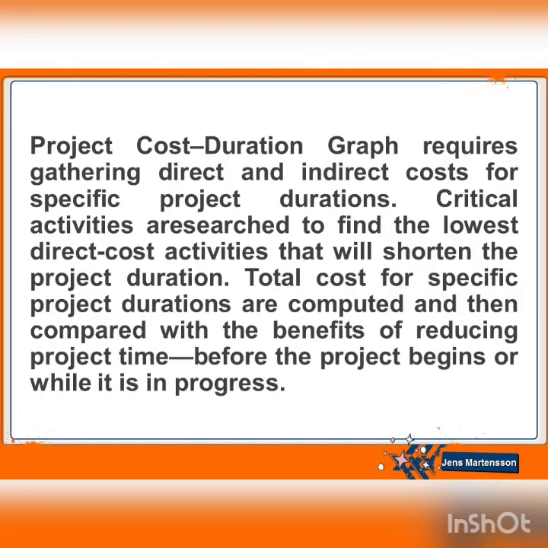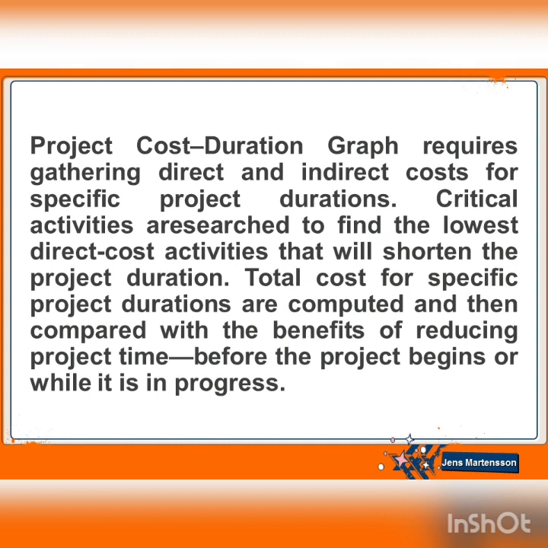The project cost-duration graph considers direct and indirect costs for a specific project duration. Critical activities are researched to find the lowest direct cost activities that will shorten the duration of the project. Total costs for a specific project duration are computed and then compared with the benefit of reducing project time, before the project begins or while it is in progress.